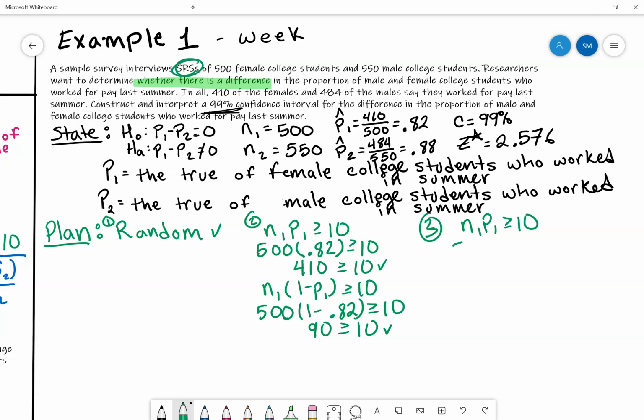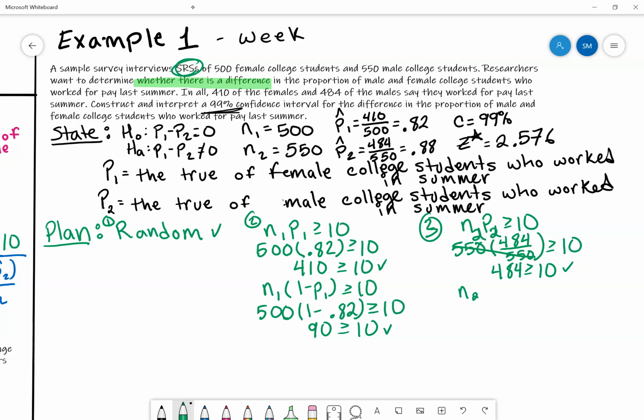So they had 550 guys. Out of those, 484 out of 550 were working. Is that greater than or equal to 10? Oh, sorry, 0.88. So 484 is greater than or equal to 10. So that's good. The second one, oh, sorry, that's not a 1, that's a 2.